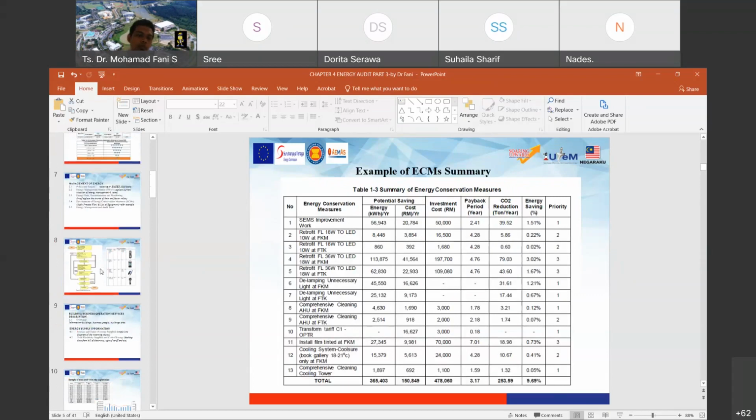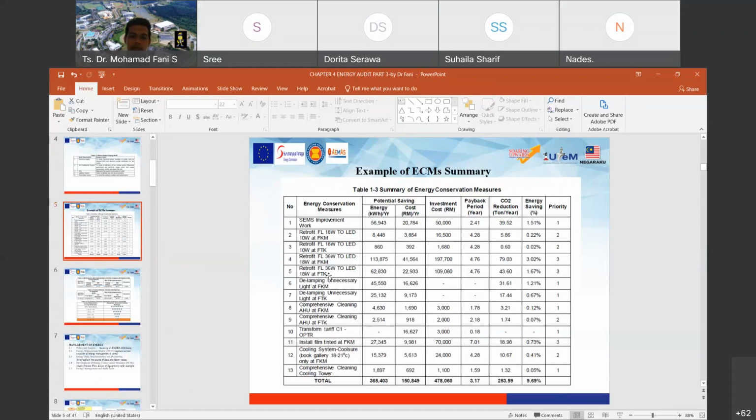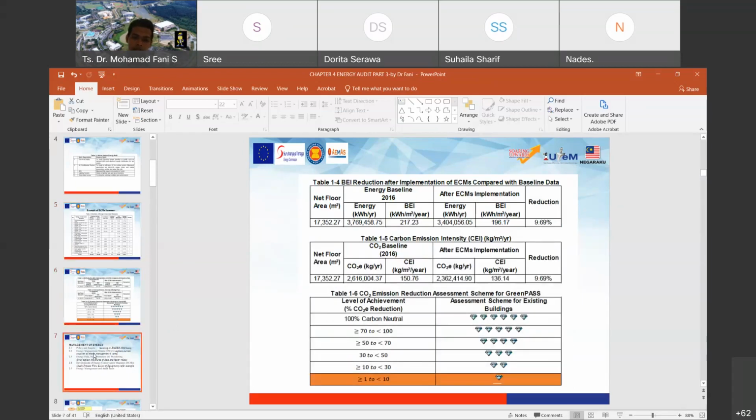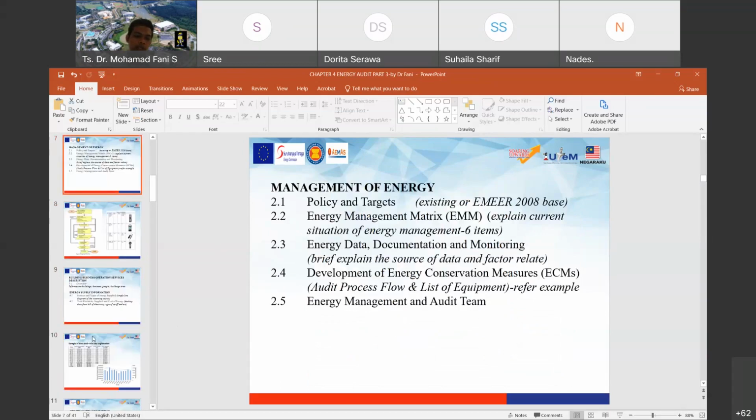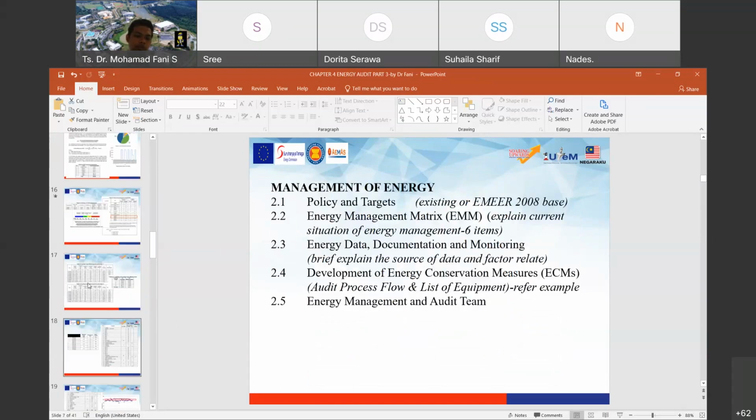And you can also put ECM for the many types of lamp to do retrofit fluorescent 36. For example here, with the different kind of the area, dekat tangga, dekat dalam bilik satu, you can put them separately in section 7.